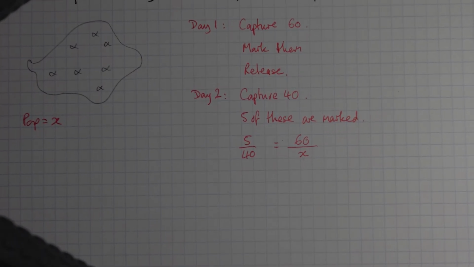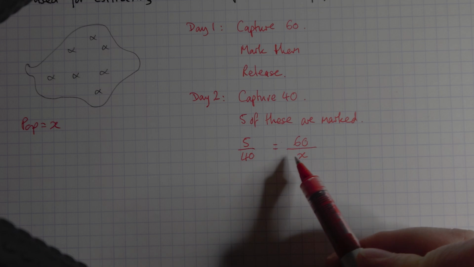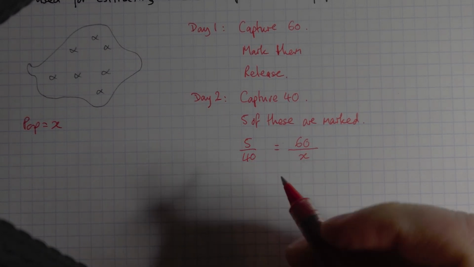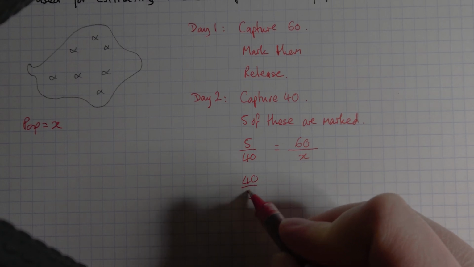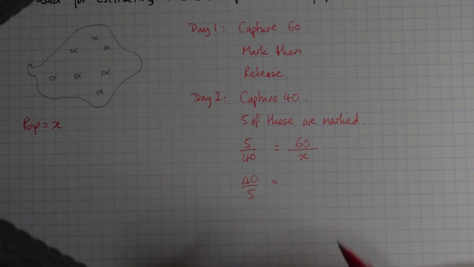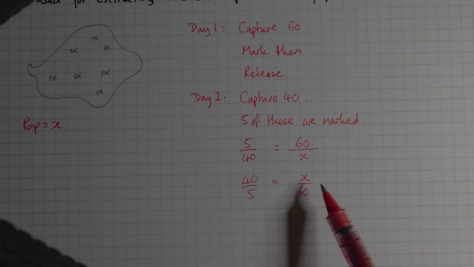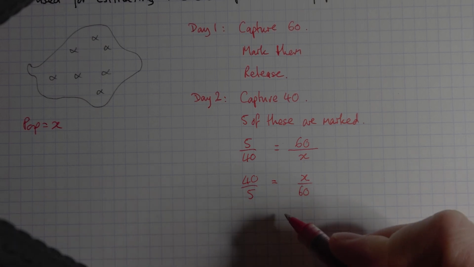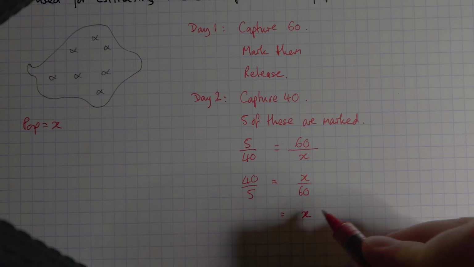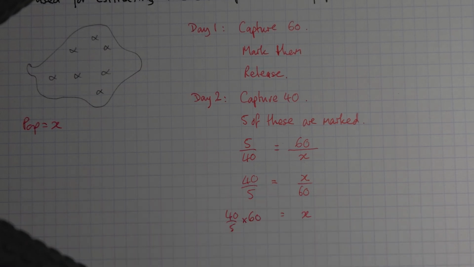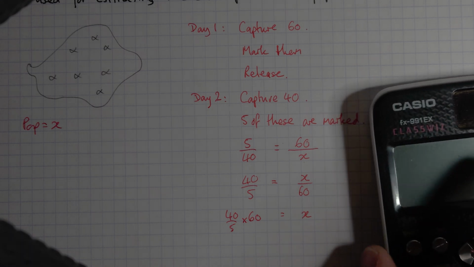How do I figure out X? Well, what I'm going to do is flip both sides over. So this currently says 5 out of 40. I'm going to turn it into 40 over 5, and this says 60 out of x. I'm going to call that x out of 60. So flip both sides over, and that's allowed because you're doing the same to both sides. And now to get x on its own, I just need to multiply both sides by 60. So times this by 60, you just get x, and times all of this by 60 is whatever it is. And I'm going to do that on a calculator.